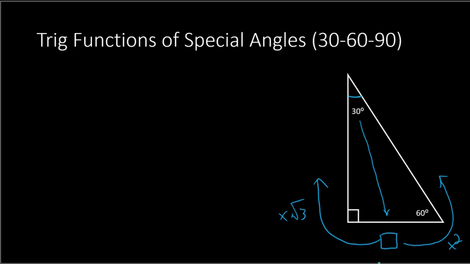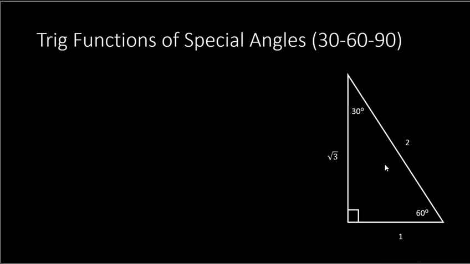So if this opposite side has a length of 1, that means the hypotenuse would have a length of 2, 1 times 2. And then the adjacent side would be 1 times square root of 3, or just the square root of 3. So that is the relationship between the different side lengths of a 30, 60, 90 triangle. Now with this information, we can very quickly get our sine, cosine, and tangent, as well as the inverses, where sine of the 30-degree angle, the 1 is the opposite side, square root of 3 is adjacent, and then 2 is your hypotenuse.